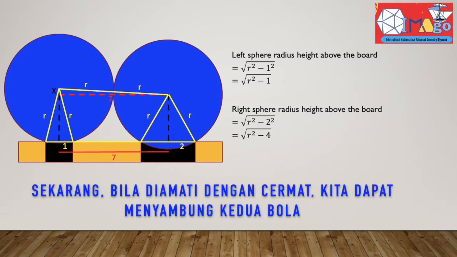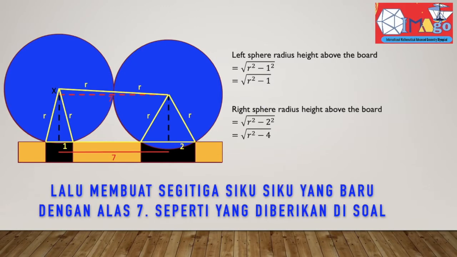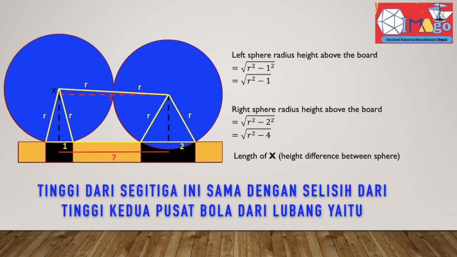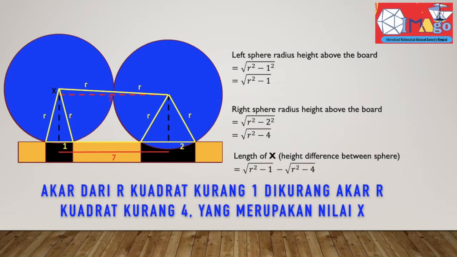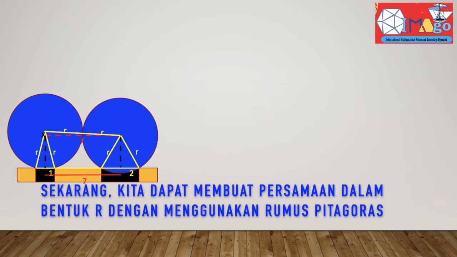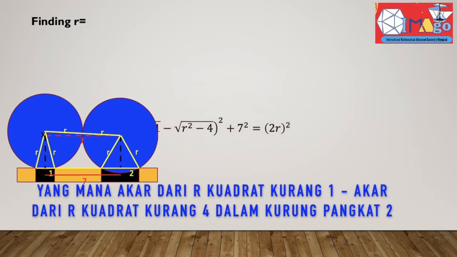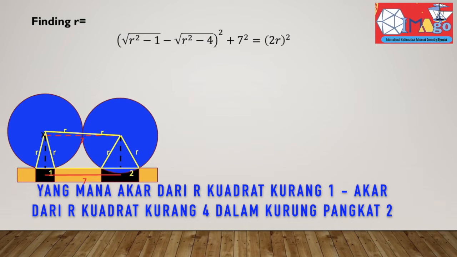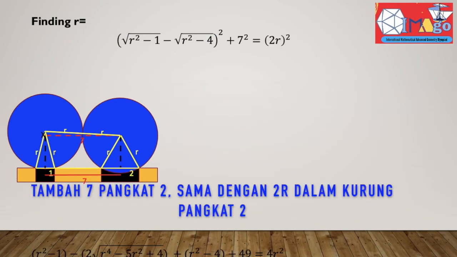Now, if we look closely, we can connect the centers of the spheres and form another right triangle with base of 7. As given by the problem, the height of this triangle is the difference between the heights of the parts of the two spheres outside the hole, which is root of r squared minus 1 minus root of r squared minus 4, which is the value of x. Now, we can set up an equation in terms of r with the Pythagorean theorem, where (root of r squared minus 1 minus root of r squared minus 4) to the power of 2 plus 7 to the power of 2 is equal to (2r) to the power of 2.